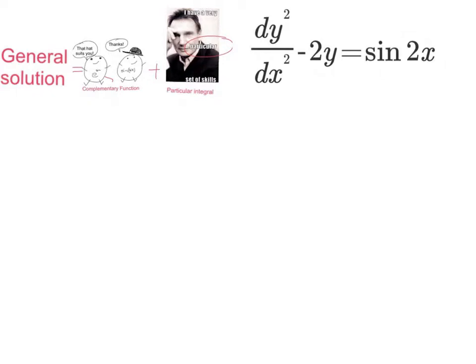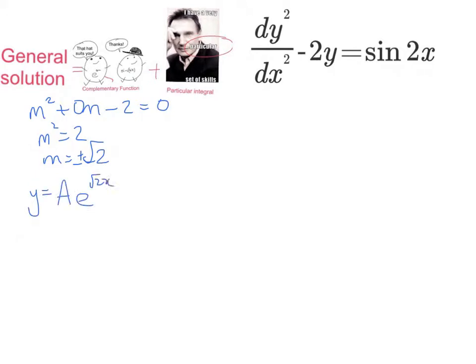And starting again with the complementary function, we make our auxiliary quadratic m squared. Now there's no first derivative, so no m. And then there's minus 2y, so minus 2 equals 0. Be careful if there's only two terms, whether you've got this one is 0 or this one is 0. People often make that mistake. So what we're actually solving here is m squared equals 2, with m is plus or minus root 2. Now these are real distinct roots, which means our complementary function is a e to the root 2x plus b e to the minus root 2x.